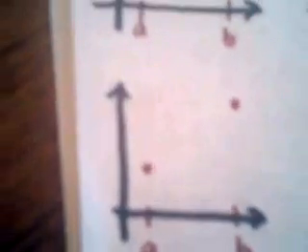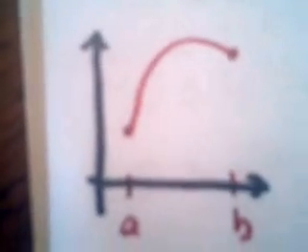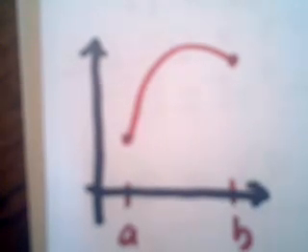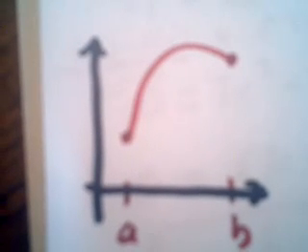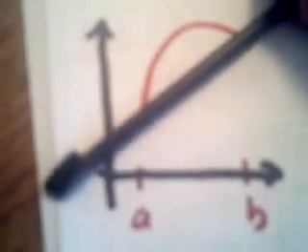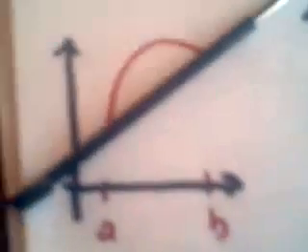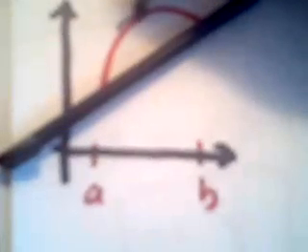So if I were to draw an example like this, another continuous and differentiable function from A to B, there is one point in between where the tangent line slope is the same as the secant line. So let's place the secant line, and where would it be? The tangent line would be right about here. At that point, the tangent line is parallel to the secant line.